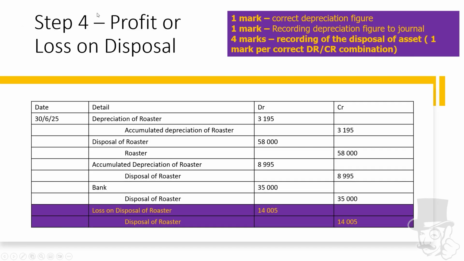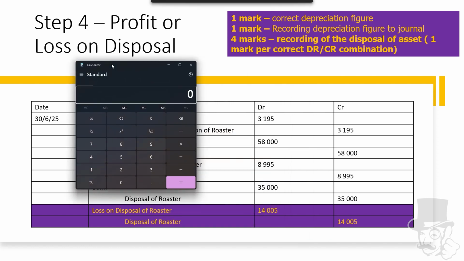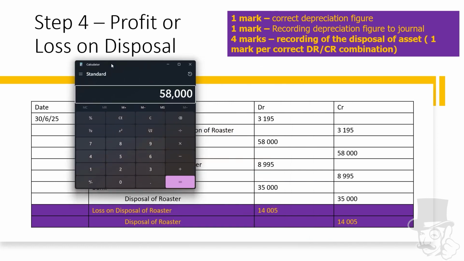Step 4, figuring out the profit or loss on disposal. So this can be difficult, but it doesn't have to be. We know that the asset was $58,000 and accumulated depreciation was $8995. The difference between the two represents our carrying value. So if I get a calculator out and chuck it in, 58,000 take away 8995 gives us $49,005. So 49,005 is how much we should get for the asset.